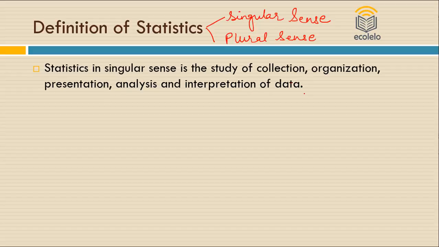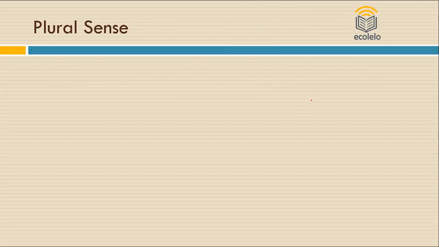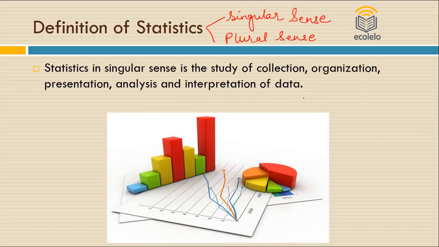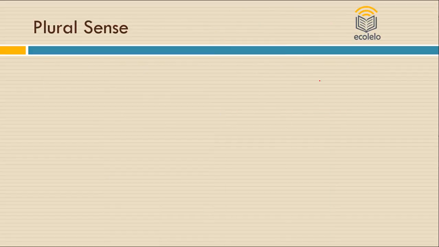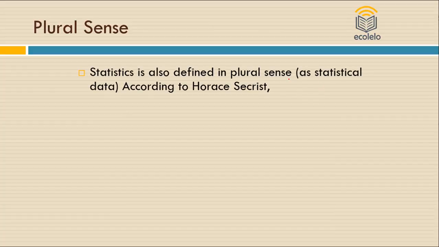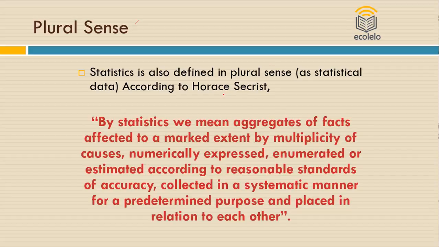There's a good logic behind it. We are going to study in the later stage. So this definition is also in the singular sense, the statistics in singular sense. And in singular sense, it is a method. Let's talk about statistics in plural sense. Now, Horace Secrist gave a very good definition in plural sense. He said, by statistics we mean aggregates of fact affected to a marked extent by multiplicity of causes, numerically expressed, enumerated or estimated according to reasonable standards of accuracy, collected in a systematic manner for a predetermined purpose, and placed in relation to each other.